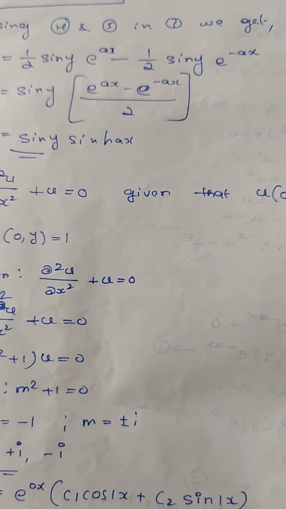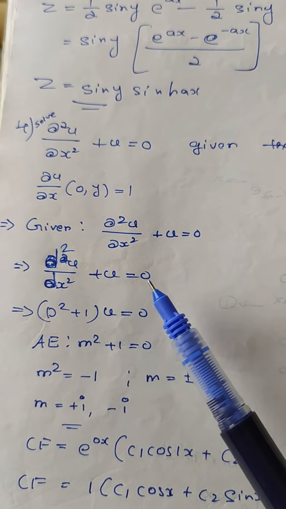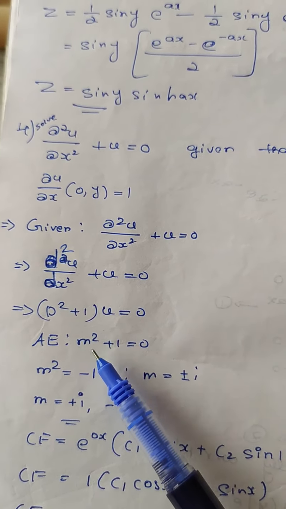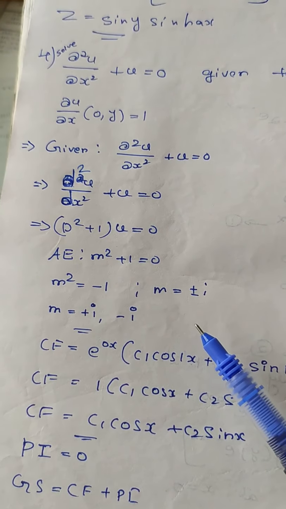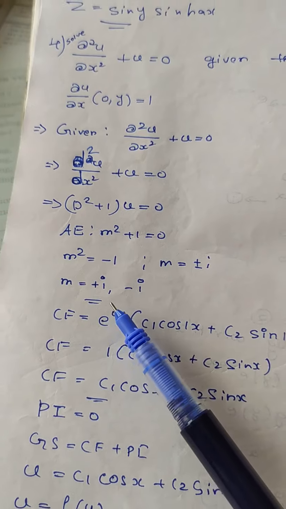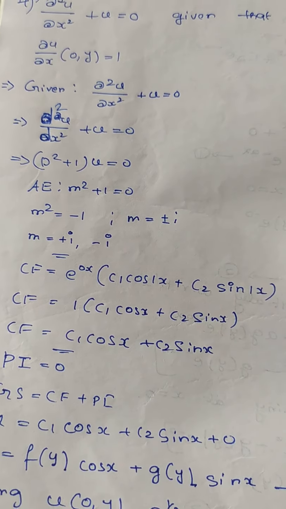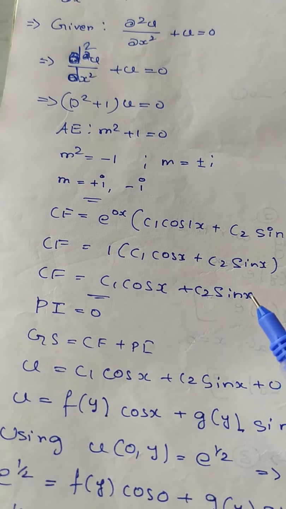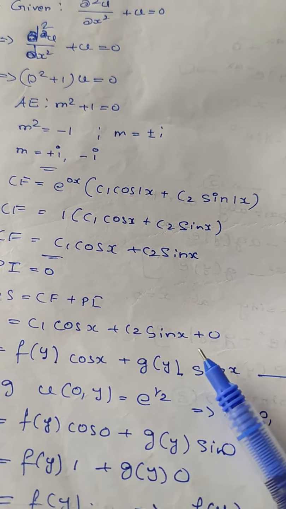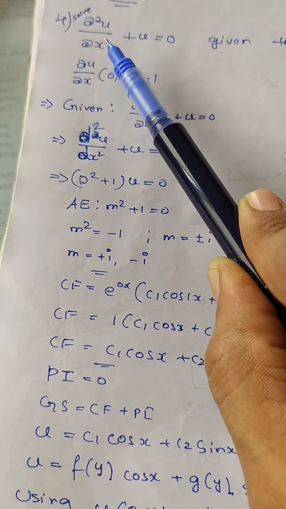Now come to the given problem. Convert into ODE, write the auxiliary equation. This is your polynomial operator. Write the auxiliary equation, find the roots. Since roots are imaginary, 0 plus or minus i, write the CF. CF is C1 cos x plus C2 sin x. Pi is 0, so u is this one. Why is it in terms of x? Because x is the independent variable.